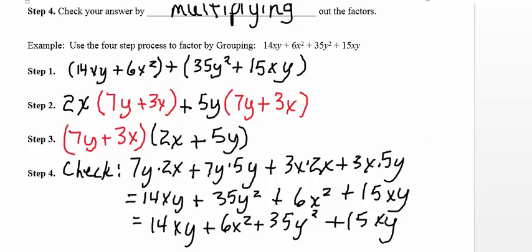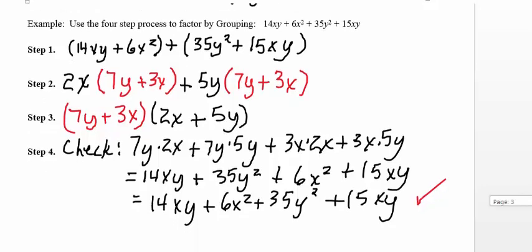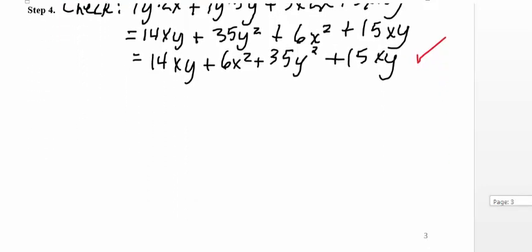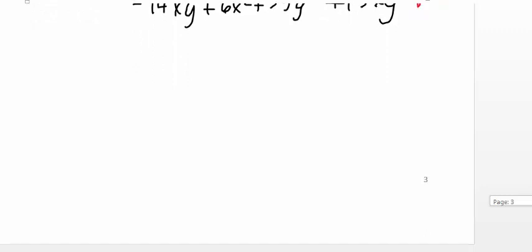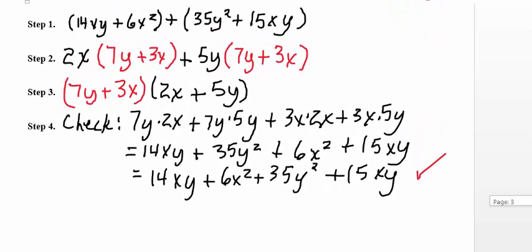So we see, I'll just put a check mark by this, indicating that it is the original polynomial that I started with. So remember, the check will be optional. Alright, so that's our 5.1 worksheet. Factoring out a GCF as well as factoring by grouping.